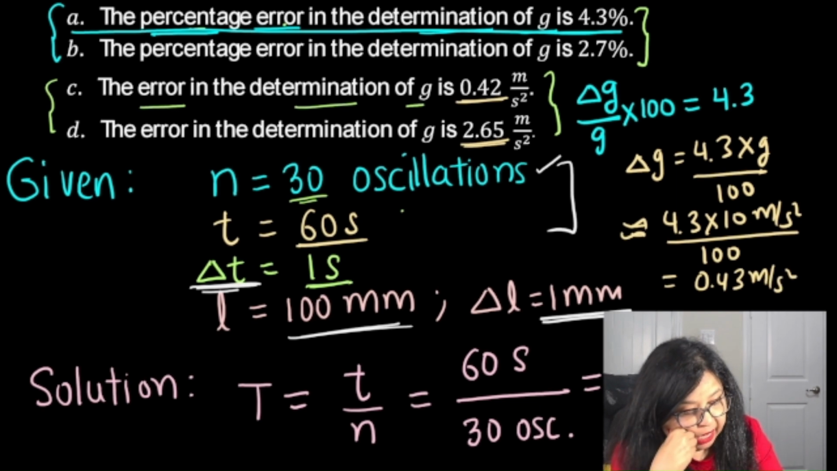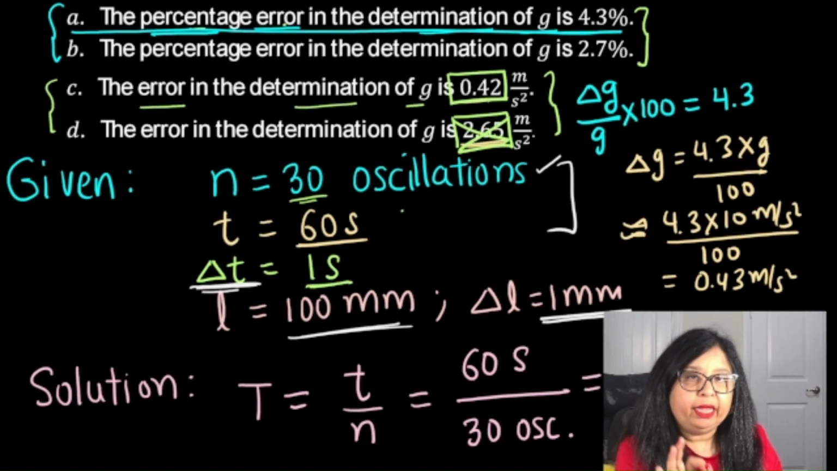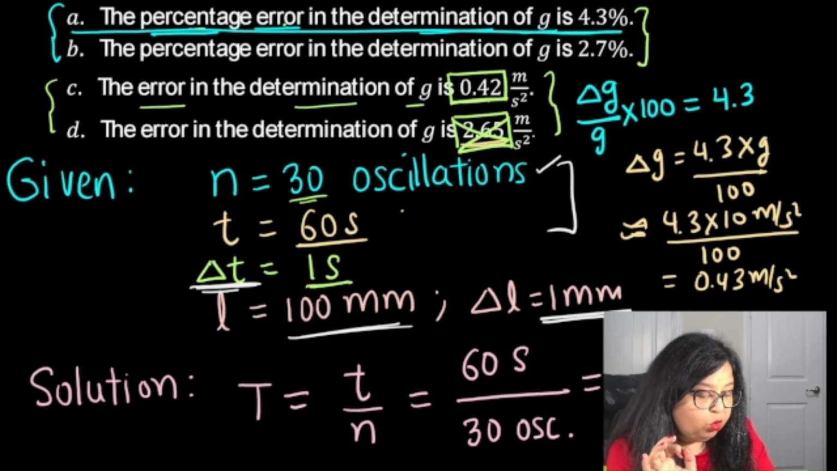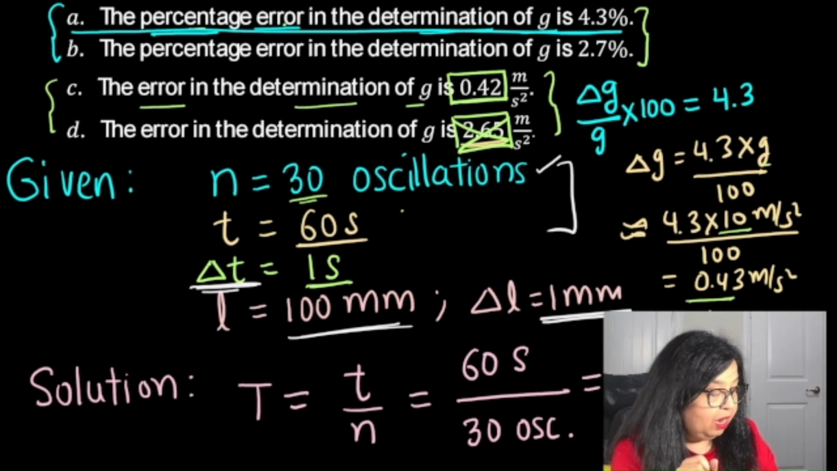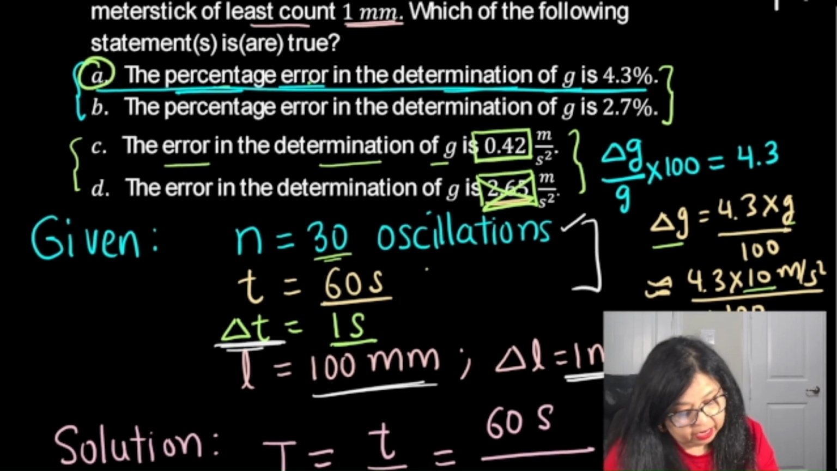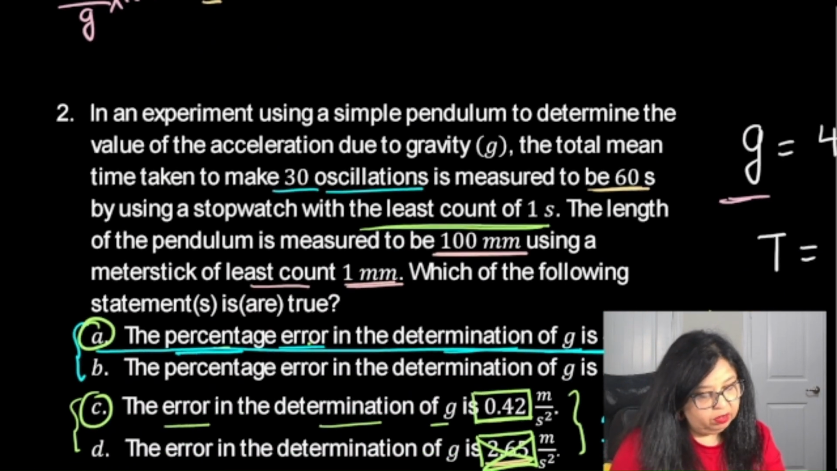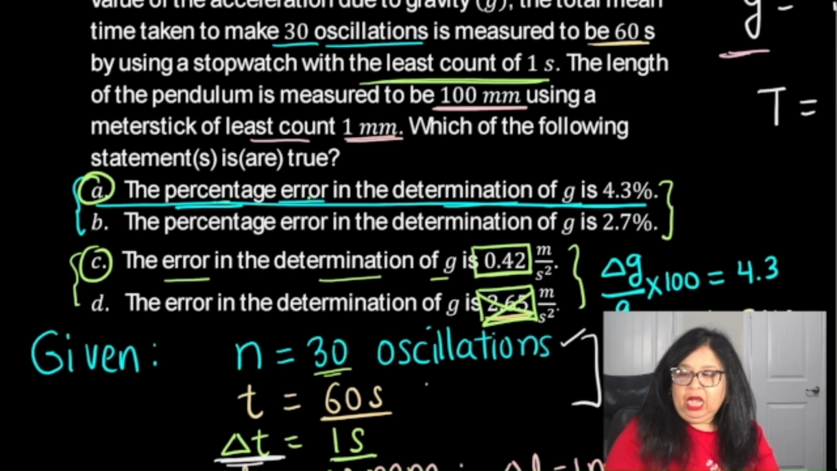Now, if you look at the answer choices though, we have 0.42 here and 2.65. 2.65 is certainly not the answer. But even this 0.42 is not 0.43. But think about it, had we put g to be 9.81 instead of 10, our answer for delta g would have been smaller than 0.43. And what's smaller than 0.43? 0.42. So our two answers are A and C. How did you like this problem?